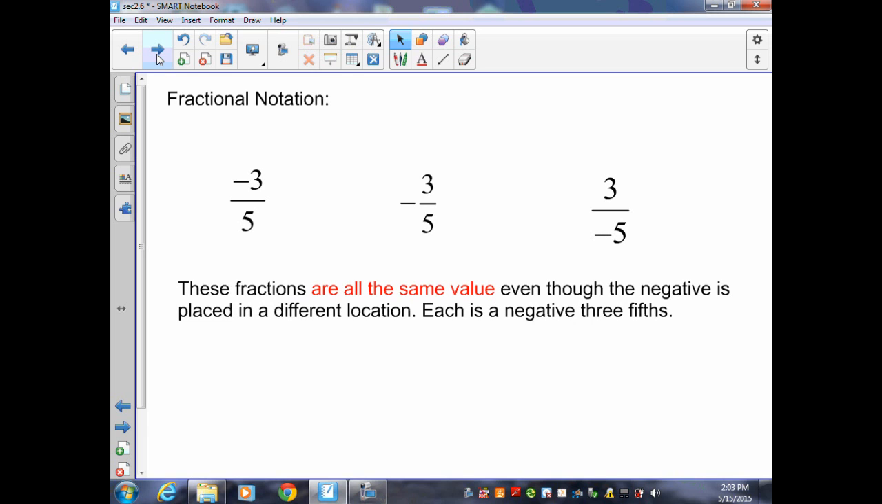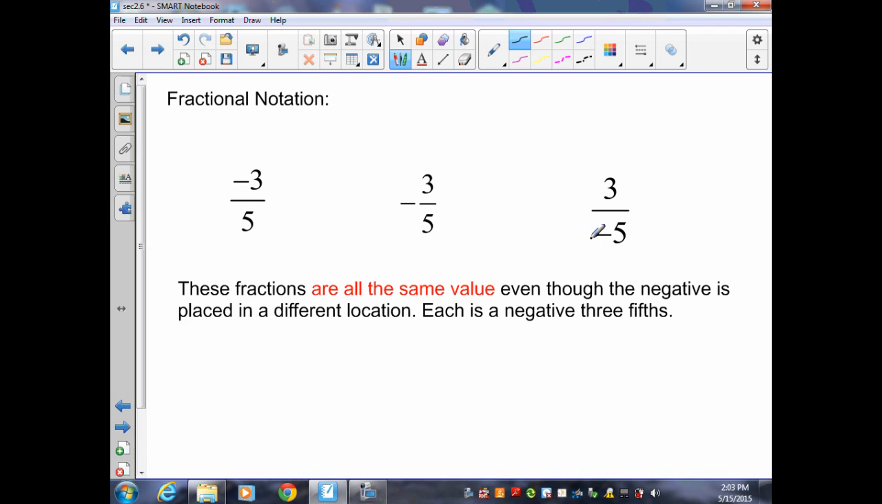Before we get started on the rules for solving equations by multiplying and dividing, I want to take a look at fractional notation. Here I have a negative 3/5 in three different spots on the screen. And notice, in the first one, the negative is in the numerator, the negative on the second one is straight out front, and in the last one, the negative is in the denominator.